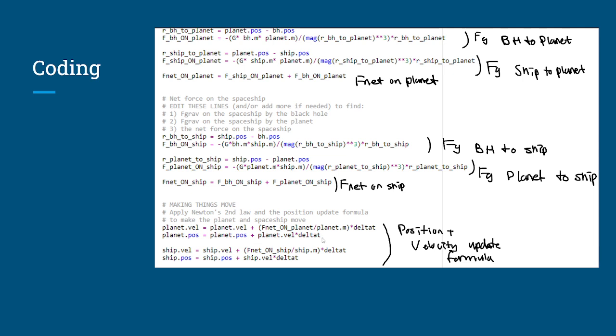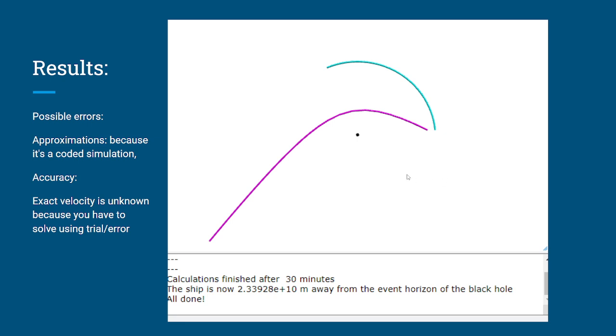And at the bottom here, we just use the position and velocity update formula to figure out the velocity and position of the planet and the ship. All right, the results. The results look like this, where the purple or pink is the ship that just flies away, and this is the planet. So it escapes the grasp. Now, possible errors: approximation because of the code simulation, and accuracy, because the velocity that we found was an estimation by trial and error.